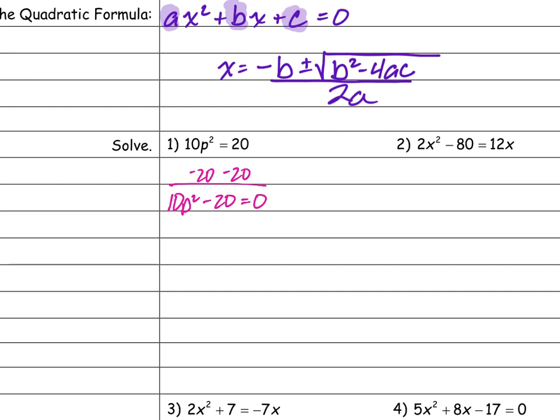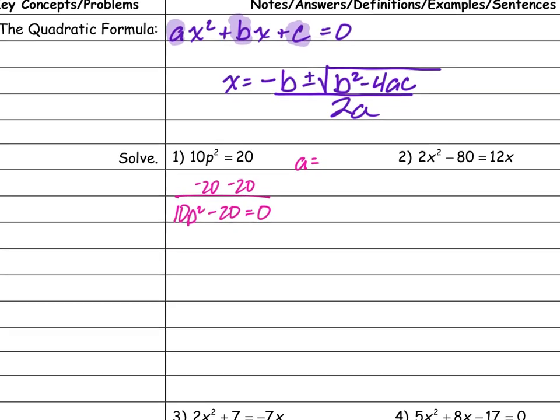Okay. So now I want to identify a, b, and c before I plug it into my quadratic formula, which you see out there. So what does a equal? A equals 20? Nope. Remember, if we look up here at my definition, a is the number with x squared. So I don't have an x squared, I have a p squared. So what's the number with p squared? 10. So it's just going to be the number only, 10, okay?